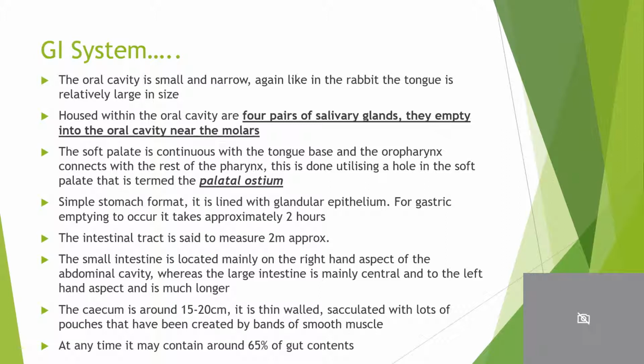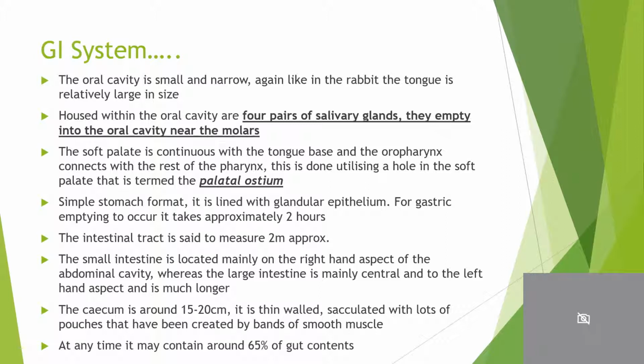The stomach is of a simple format, and it's lined with glandular epithelium. For gastric emptying to occur, it takes approximately 2 hours. The intestinal tract is said to measure 2 metres approximately. The small intestine is located mainly on the right-hand aspect of the abdominal cavity, whereas the large intestine is mainly central and to the left-hand aspect and is much longer.